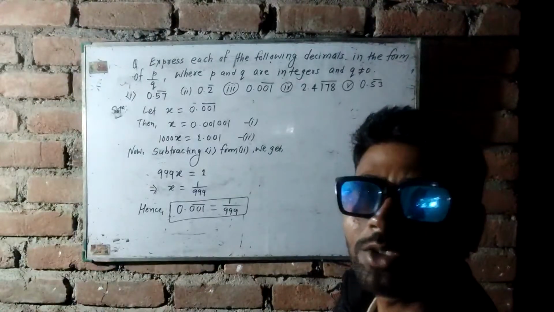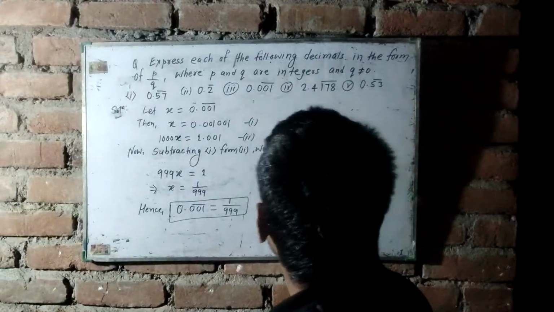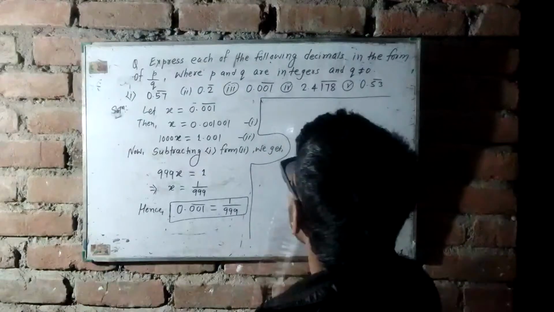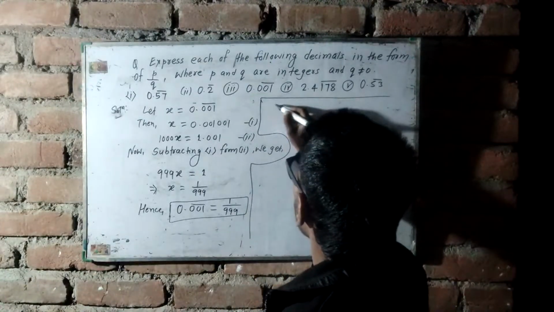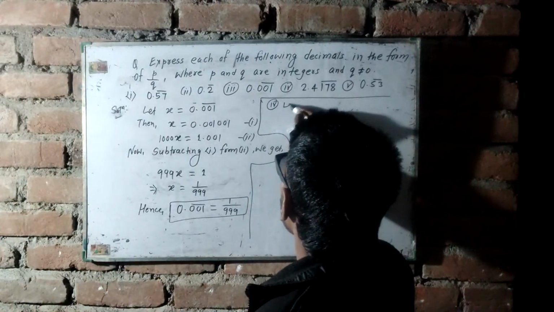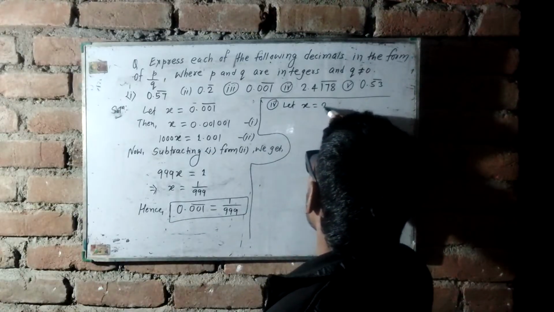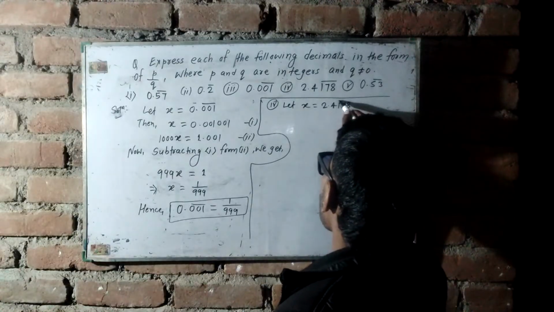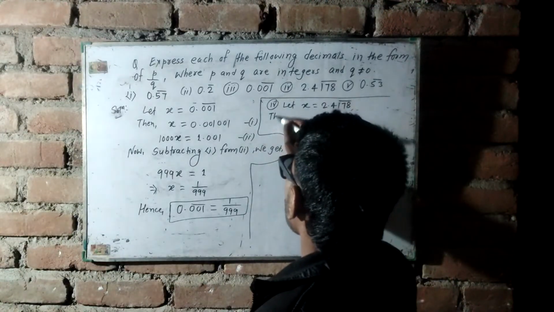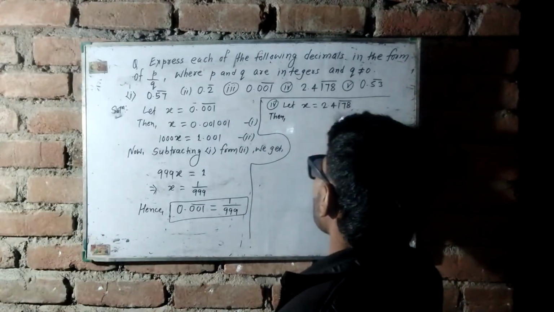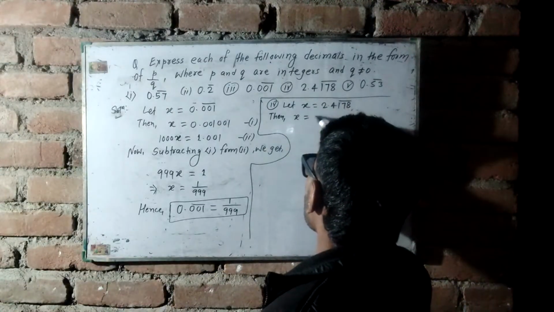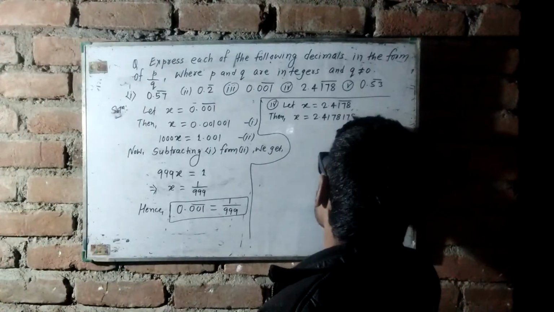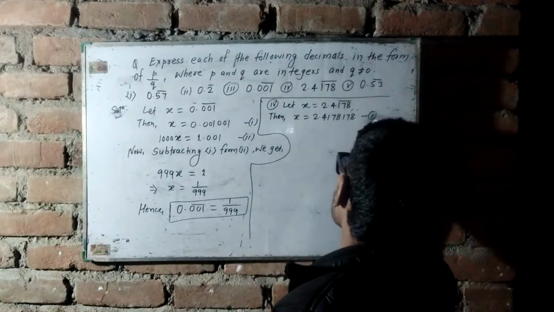Now let's go ahead to the next questions. Question number 4. Let x be equal to 2.4178 with 178 repeating. Then we can write this as x is equal to 2.4178178 as equation first.